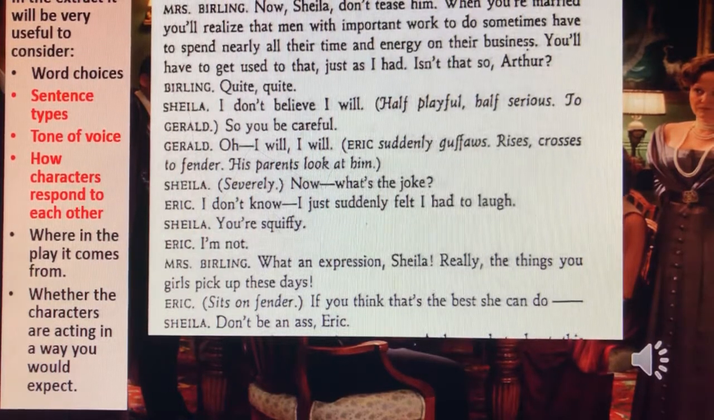As you can see, a slightly edited version of the script. We get the idea how the characters are interacting and potentially what their tone of voice might be. Immediately, please stop the video, look at the bullet points down the side on the left and think what you would say about this extract if this comes up in the test.